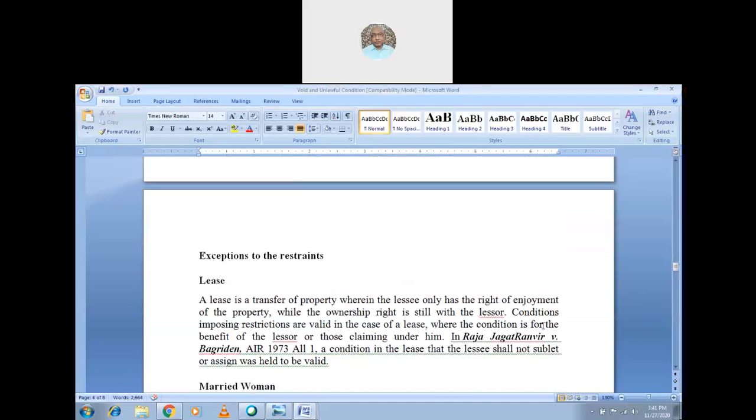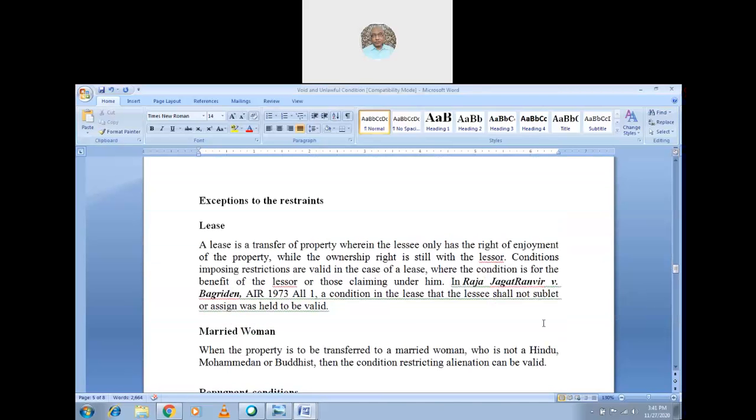So when you see the exceptions to the restraint, number one is lease. A lease is a transfer of property where the lessee only has the right of enjoyment of the property, while the ownership right is still with the lessor. That is called the reversionary right. When the lease period is over, the landlord will step back into the property that he leased.